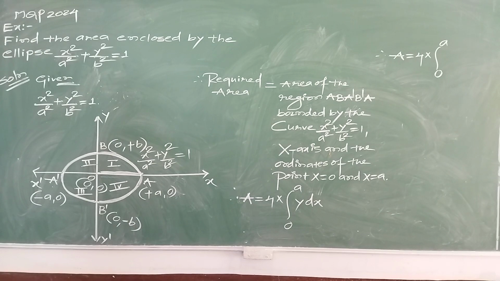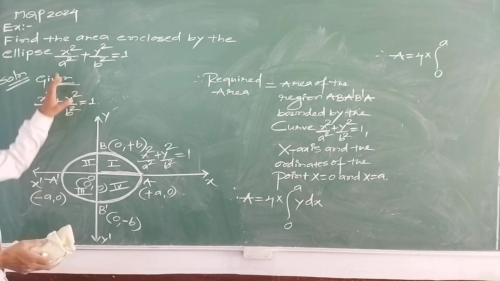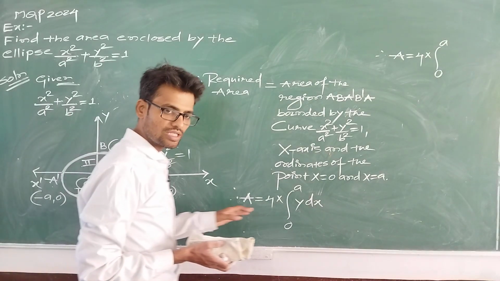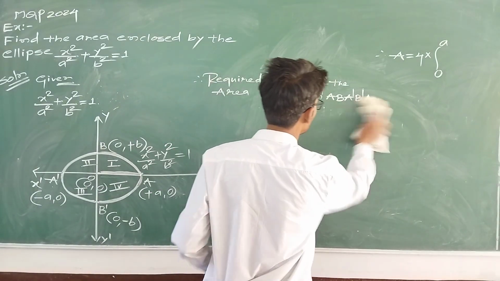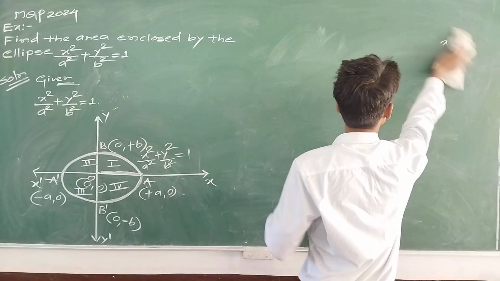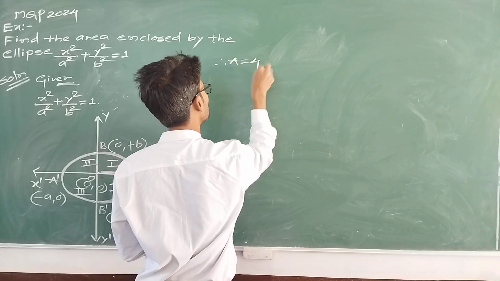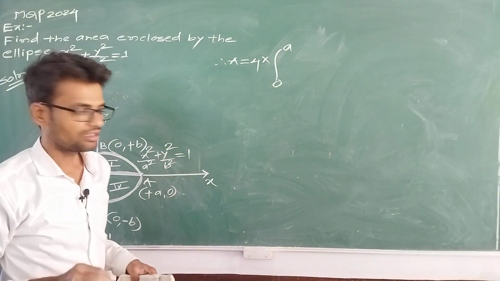You find the value of y by taking the given equation of the ellipse. By taking this equation you find the value of y. So you pause the video and try it. I will write here A equal to 4 into integration from 0 to a. Now you write the value of y.